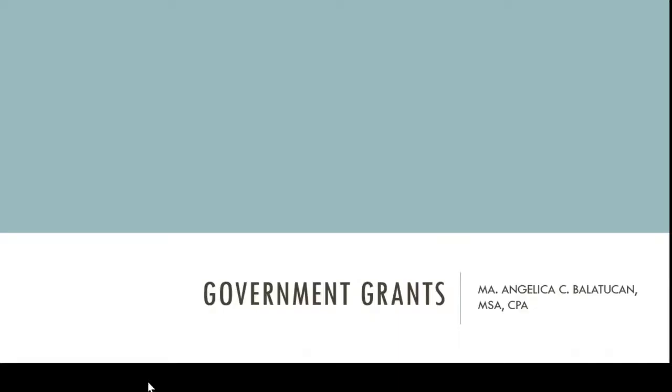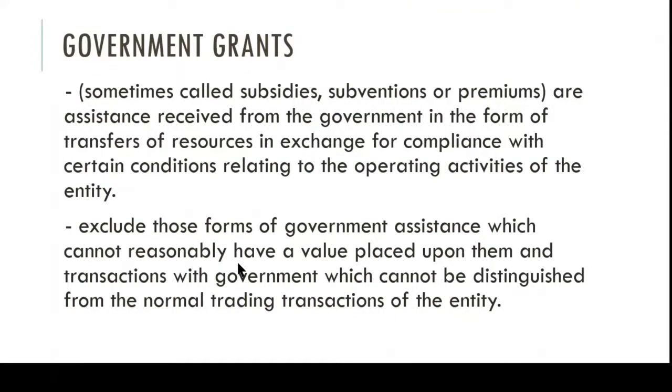So for today, our lesson is on government grants, and that is under PS 20, Accounting for Government Grants and Disclosure of Government Assistance. So what are government grants? These are assistance received from the government in the form of transfers of resources in exchange for compliance with certain conditions. It is also called subsidies, subventions, or premiums. So from the term itself, it comes from the government. It is a grant from the government.